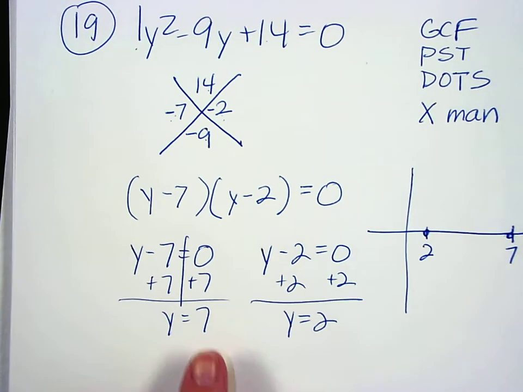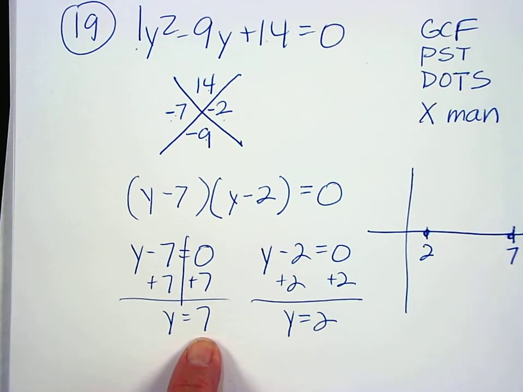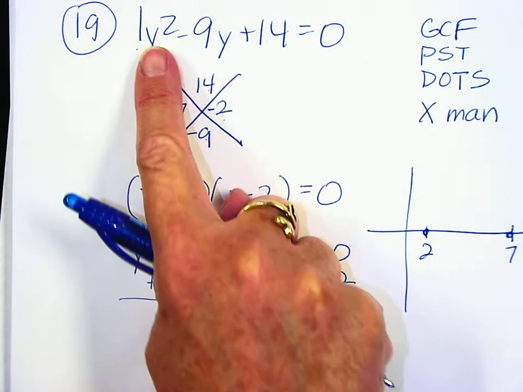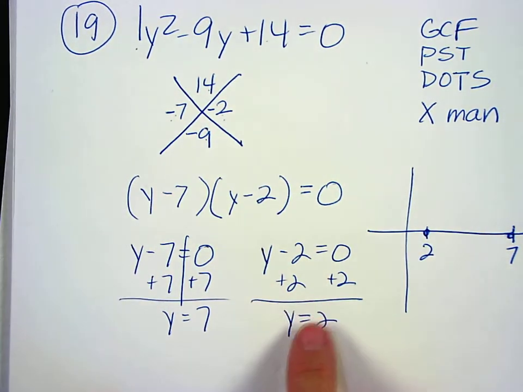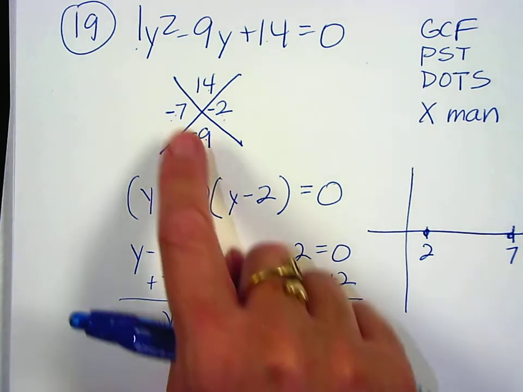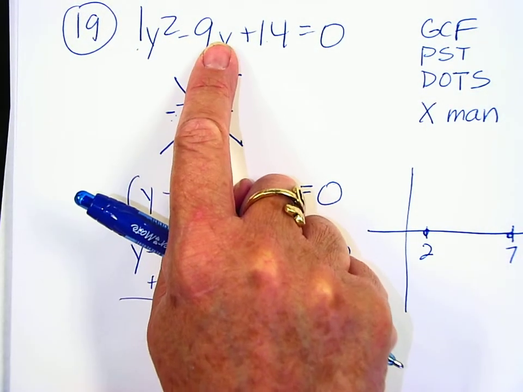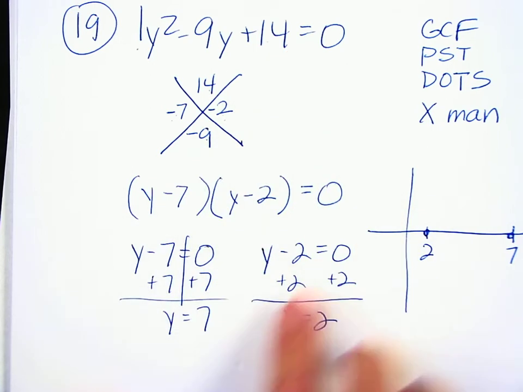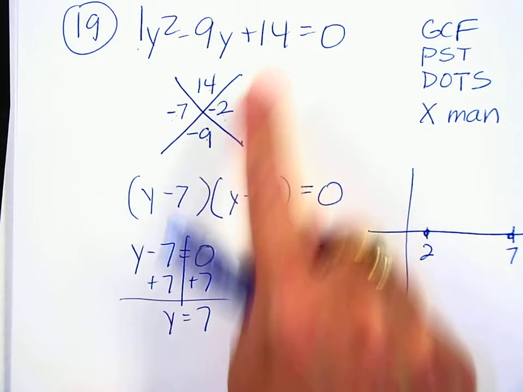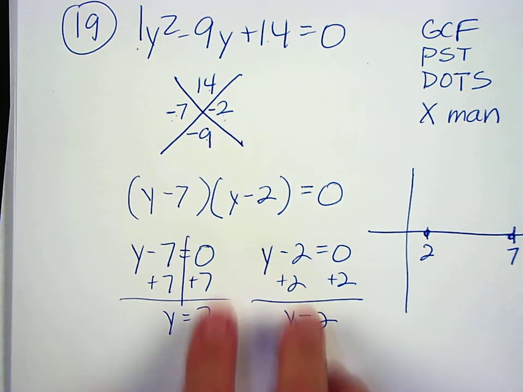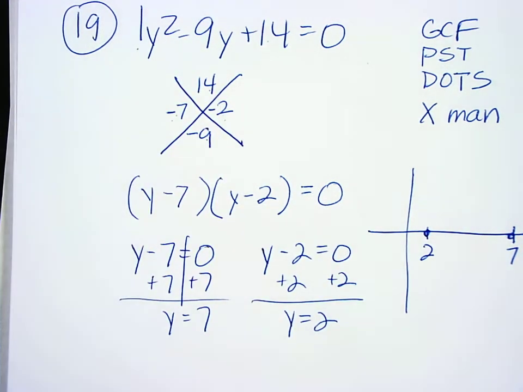And I also know that if I plugged 7 back into this equation, everywhere I see a y, it would be a true equation. And if I plugged in 2 or substituted 2, everywhere I see a y, it would be a true equation, because these are the solutions to this equation. In other words, these are the y values that would make this equation true.